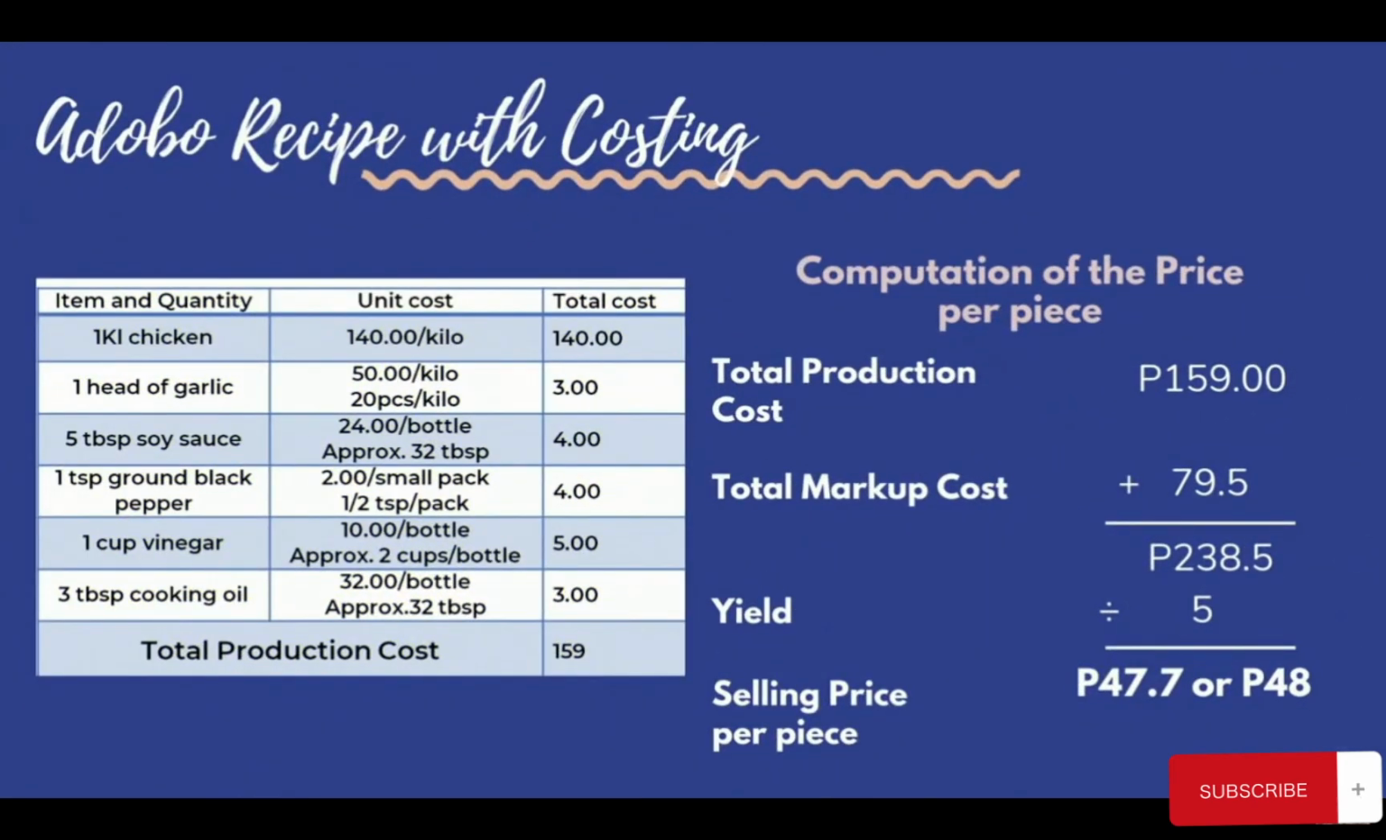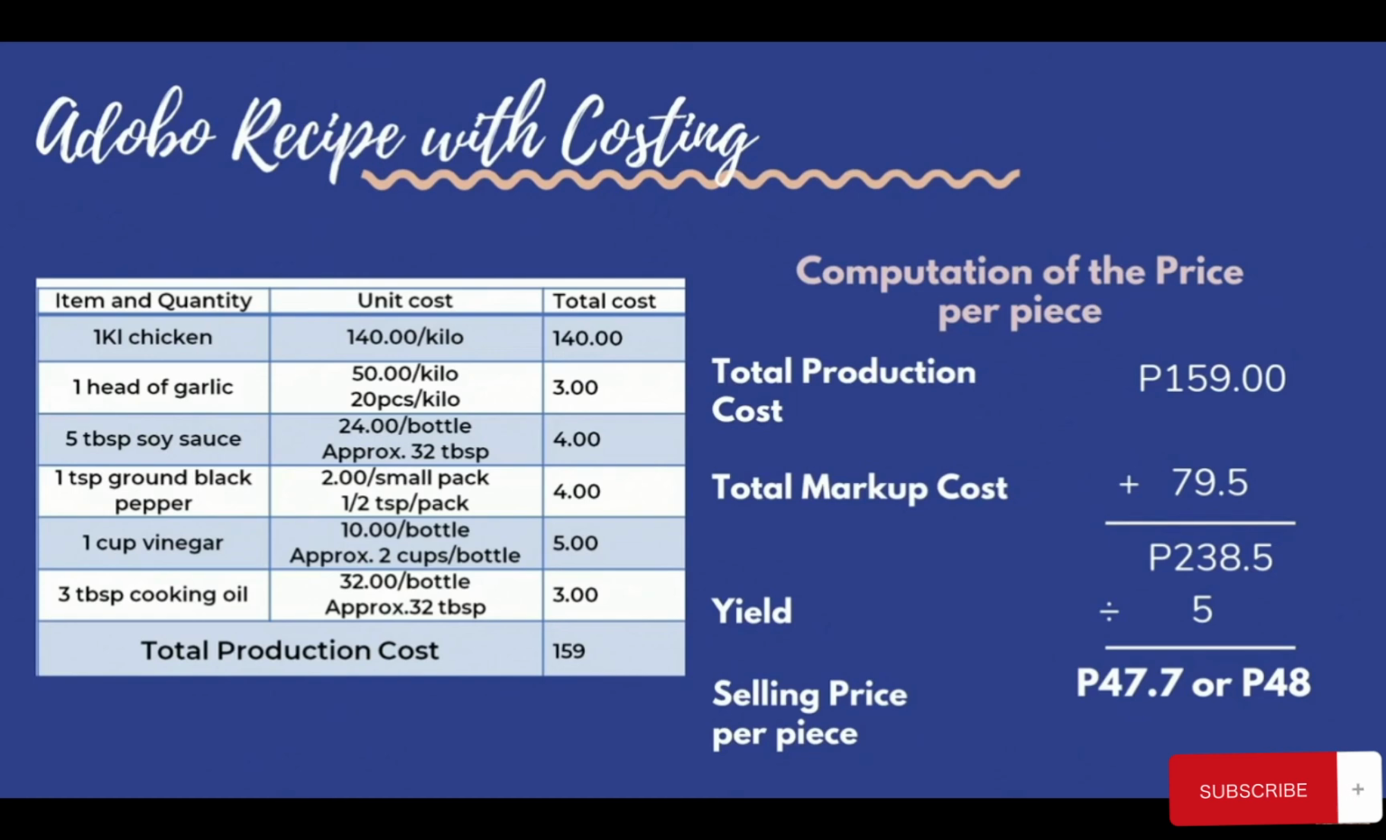Adobo recipe with costing. 1 kilo chicken is 140 pesos per kilo, and that will be 140 pesos. 1 head of garlic, which is 50 pesos per kilo, approximately has 20 pieces per kilo, and now it will be 3 pesos. 5 tablespoons of soy sauce, that is 24 pesos per bottle, approximately it has 32 tablespoons, and that will be 4 pesos.